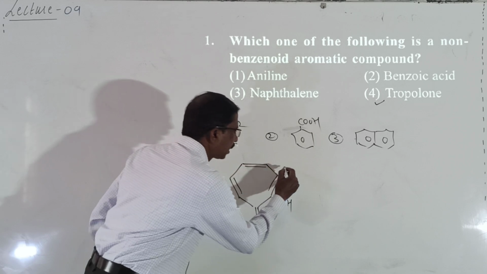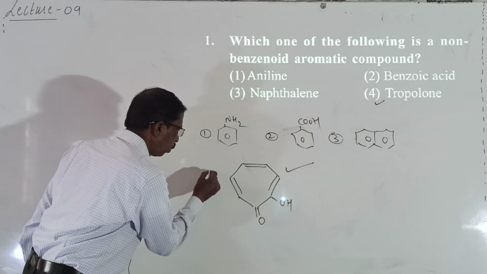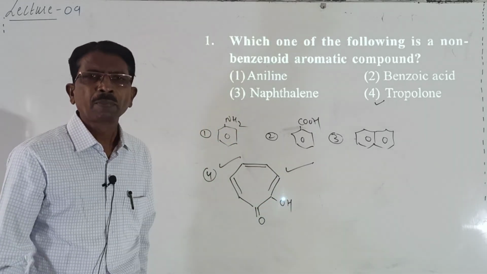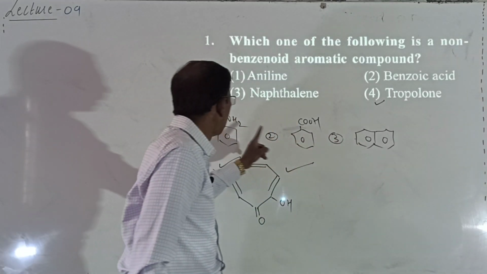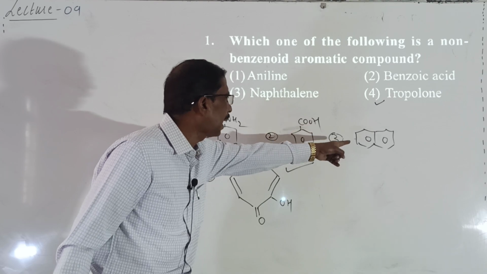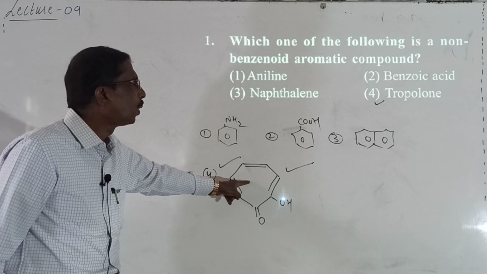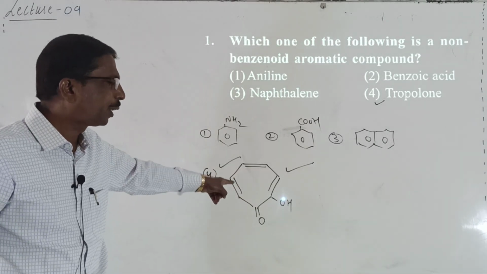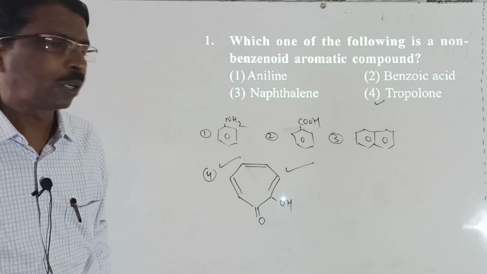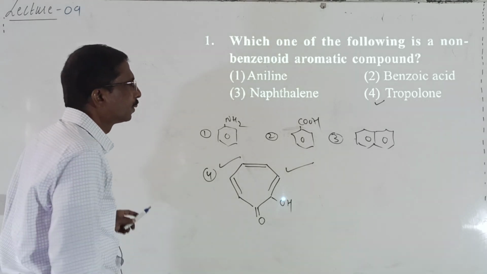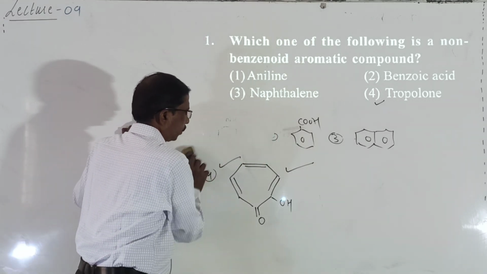It is called a non-benzenoid. So the fourth one is the right answer. And here I have written all three: aromatic, aniline, benzoic acid, naphthalene, and then it is called tropolone. So tropolone is a non-benzenoid. Is that clear? Tropolone is a non-benzenoid. So the answer is the fourth one.